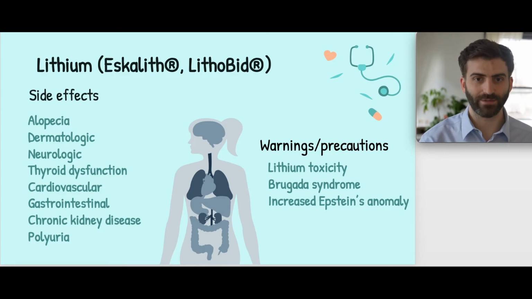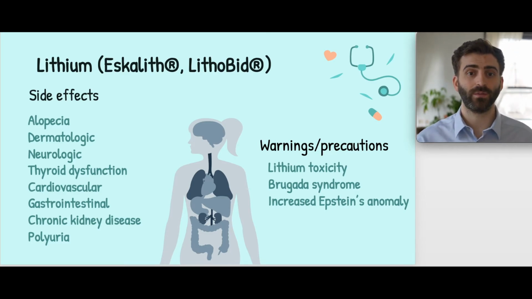Next are some of the side effects. So I was taught to go from the top down. Start with alopecia, which means hair thinning or hair loss. This can happen in about 19% of patients. It's more common in female patients. Next is dermatologic. So about a third of patients report an increase in the number of pimples or acne. Neurologic side effects can happen like tremor, dizziness, things like this, but it's more of a risk in lithium overdose. You can see neurologic issues.